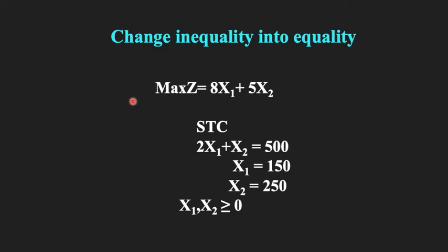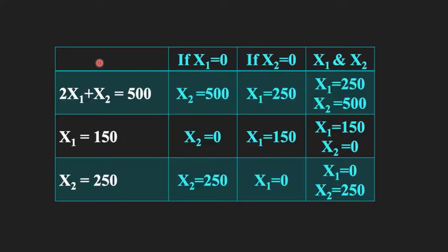Now the next step is we are going to find out the values of x1 and x2 in these equations. So we are going to prepare one table for this. Here we can write down in this column the equations. So here we have this equation. Now equation number first is 2x1 plus x2, it is given in the problem itself, 2x1 plus x2 is equal to 500.